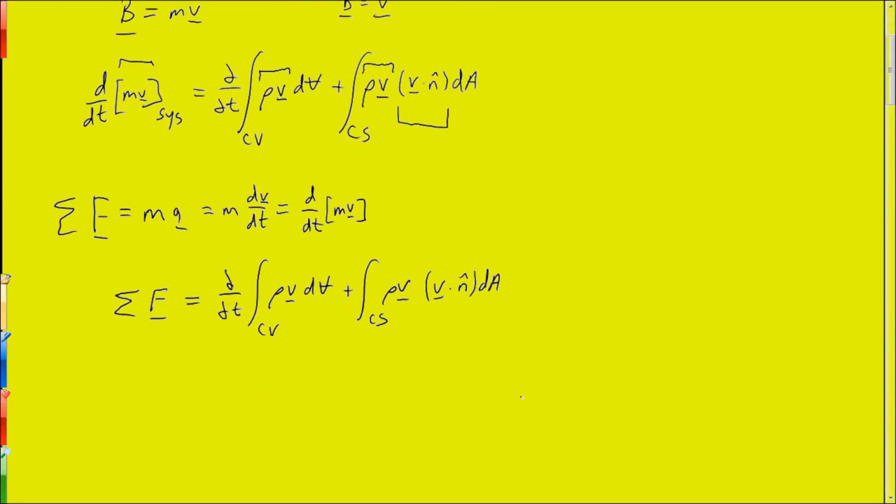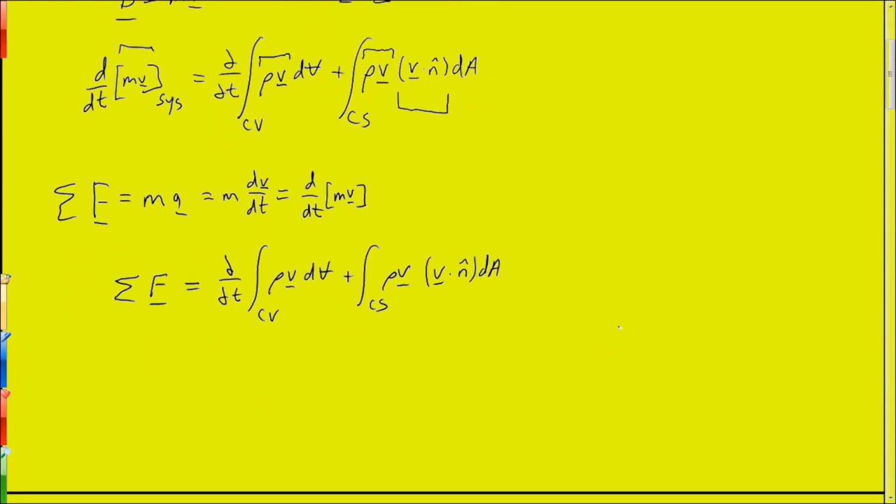Now, in general, we'll have many kinds of forces acting on our control system, and these can include gravitational forces, viscous forces, pressure forces, and then other special forces, magnetic forces, and such, if the case arises.